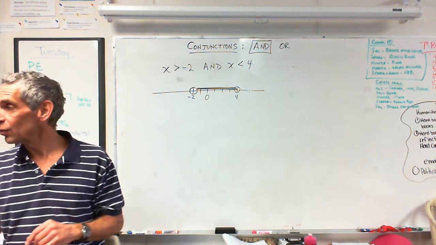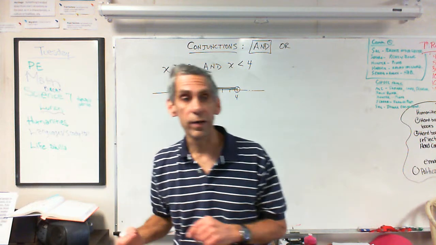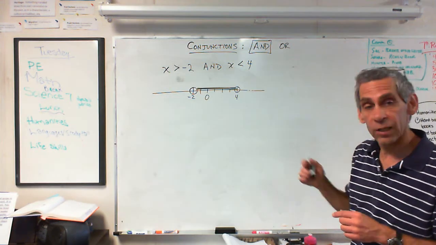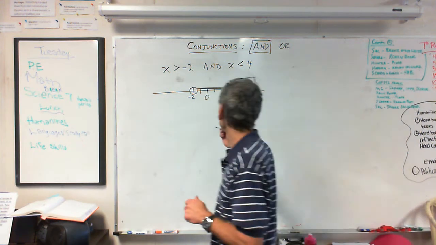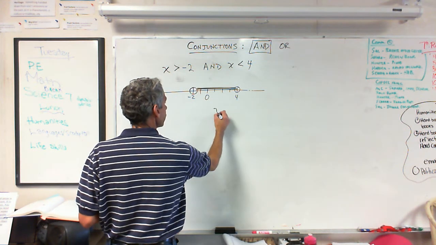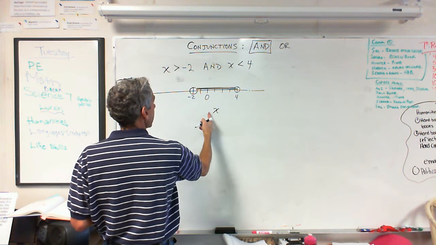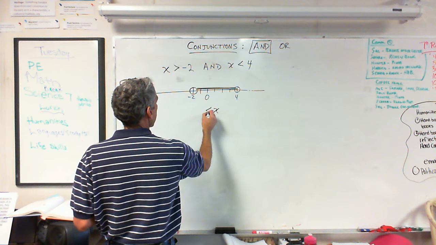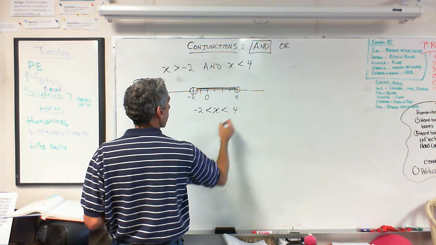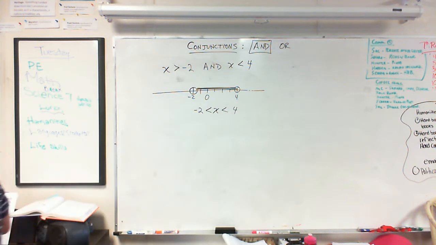Now, that is not the way you'll usually see them with the word "and." Well, that is one way you'll see them, but a typical way you'll see them is this. Instead of writing it like this, they'll put the x in the middle, and they'll do x is greater than -2 and less than 4. That's how you'll see it. You have x in the middle. So write that down in your notes because that's important.